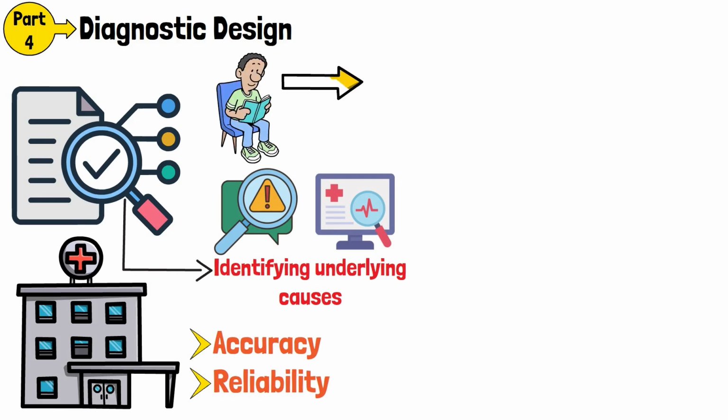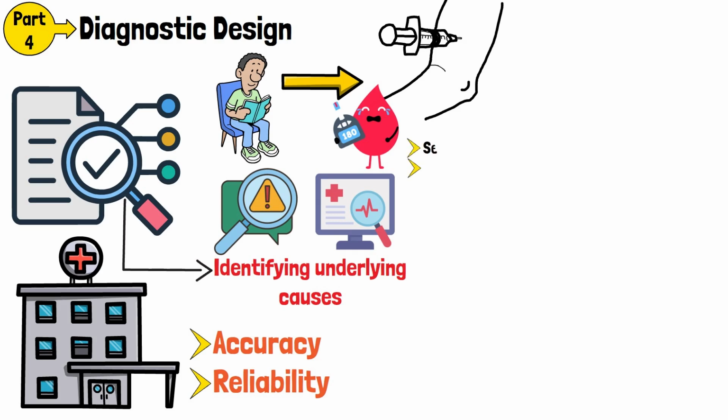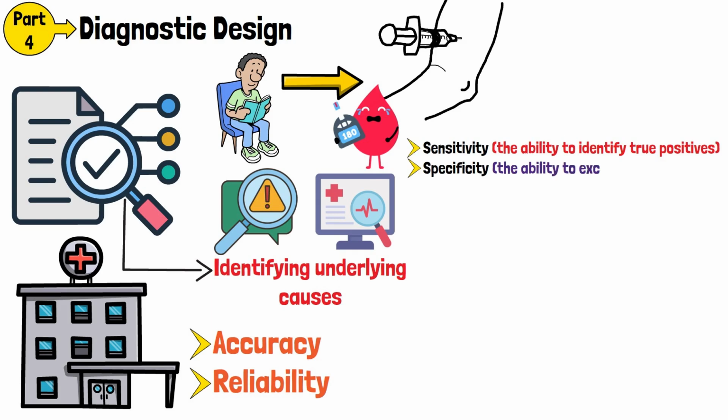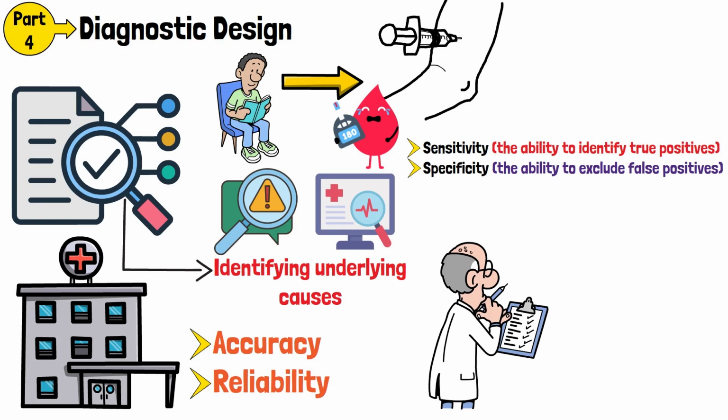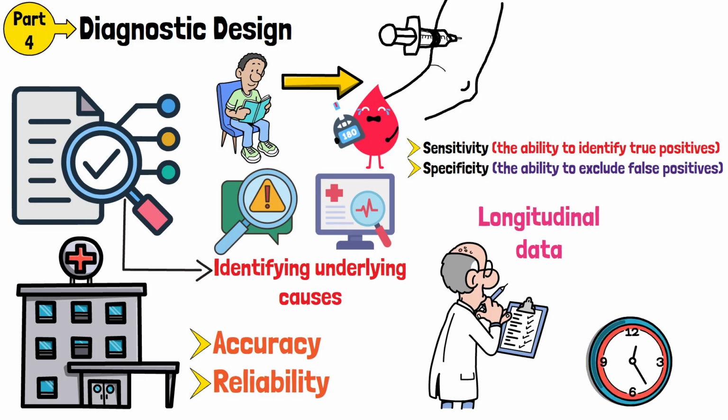For example, a study validating the effectiveness of a new blood test for detecting diabetes would involve sensitivity, or the ability to identify true positives, and specificity, or the ability to exclude false positives. Diagnostic studies often use cross-sectional or longitudinal data to evaluate tools over time.